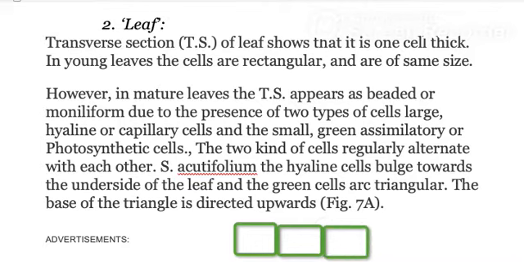But however, in older stems or in older leaves, what will you notice? You will notice there is a beaded fashion. Instead of having rows of rectangular cells, you have cells that are alternating. Two types of cells that are alternating one after the other. Okay, in older cells, you have this rectangular or rhomboidal cell, which is a hyaline cell.